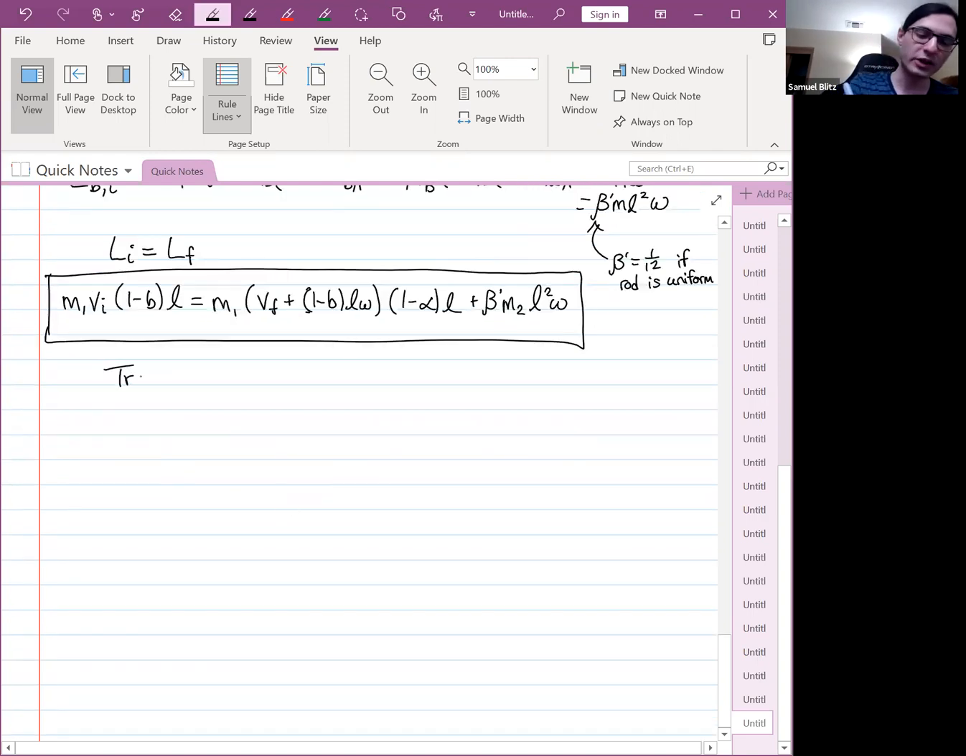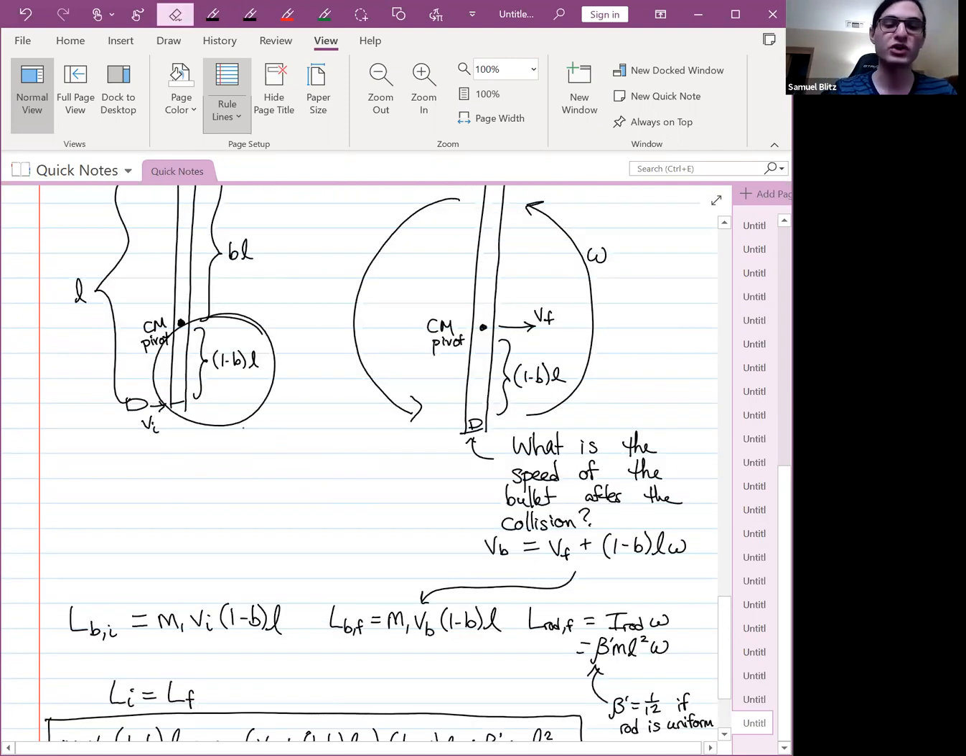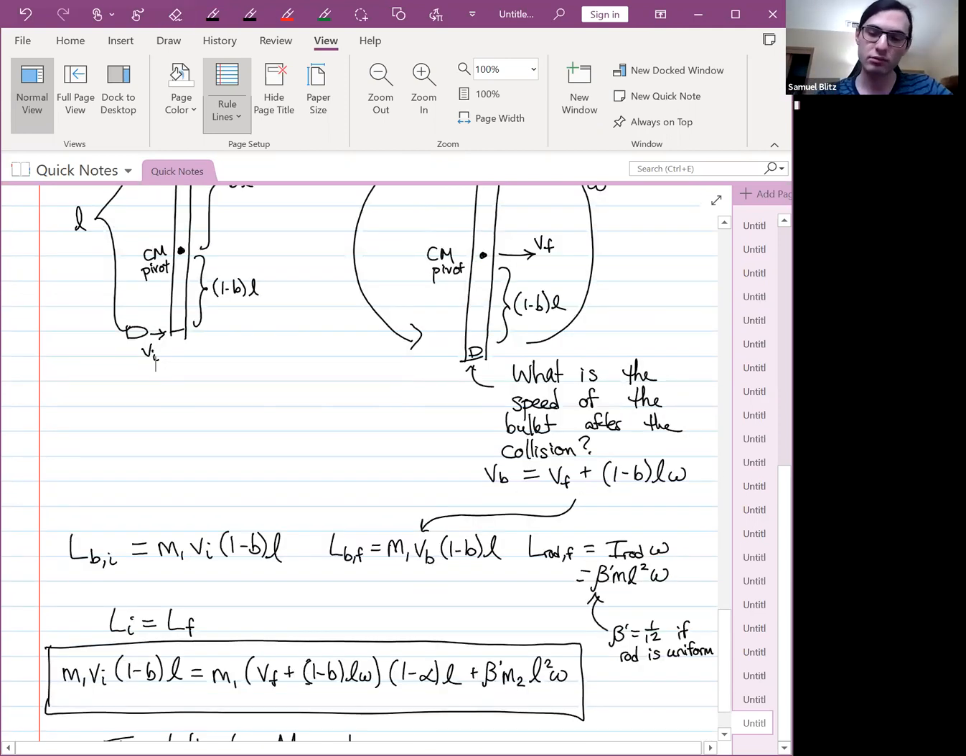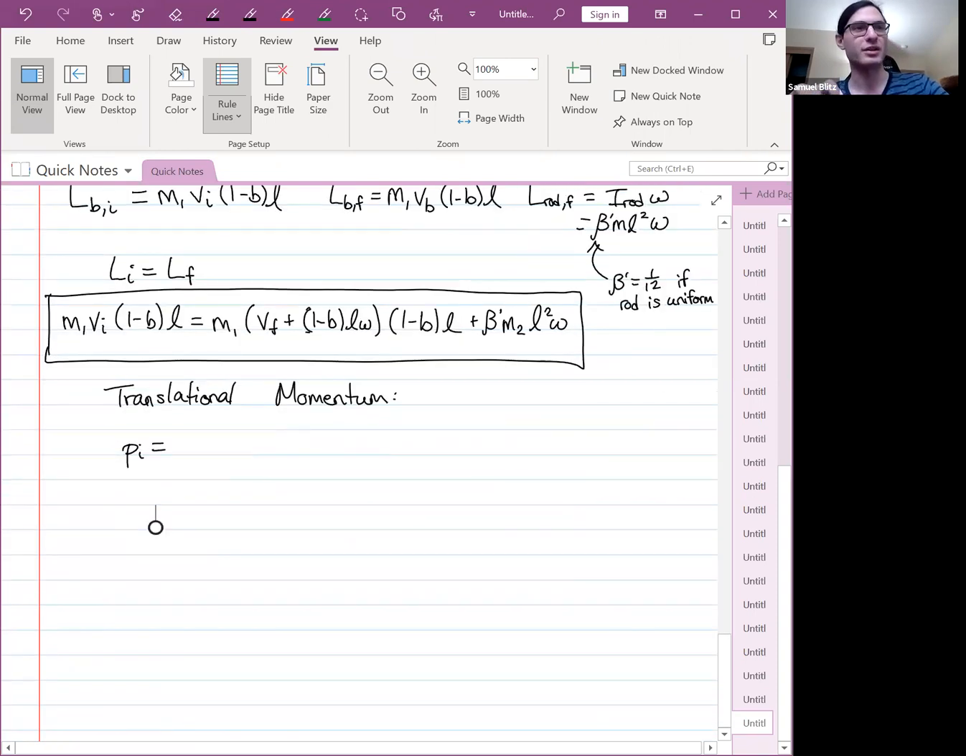Then we can do the same thing for our translational momentum. So the initial translational momentum in the x direction is the same as the final. The initial translational momentum in the x direction, alpha came from here, because we're interested in the distance that the bullet is from the pivot point, not the distance that the bullet is from the end. So that's why, sorry, that's not an alpha, that's a b. I just have alpha in my notes, my bad. Because I forgot that it might be confusing. You might think of it as angular acceleration.